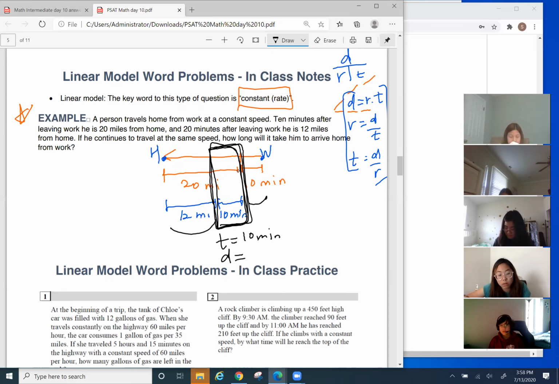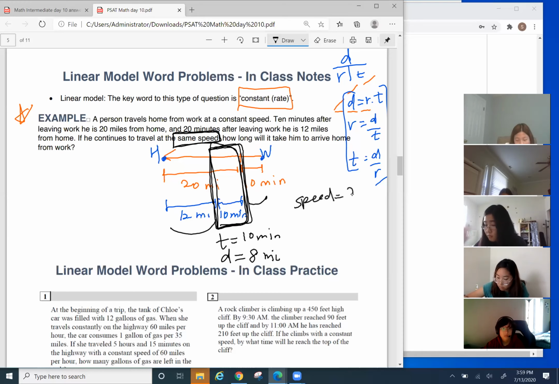Do you see how the orange is 20 there, and then blue is 12? And our region is in between them, like the difference of them. So it's 8 miles. Okay, so that is your speed. They said it's going at the same speed. So you should have found out the speed. Speed is, you're going 8 miles in 10 minutes. That's your speed, okay? Does that make sense? Okay, speed is 8 miles per 10 minutes.